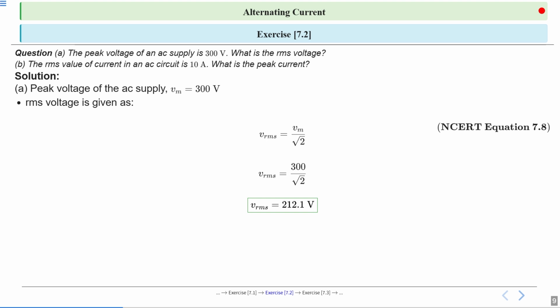So what is the value of root 2? 1.414 approximately. Okay. So Vrms will be equal to 212.1 volt. Okay. Similarly, the RMS value of voltage is 212.1 volt.